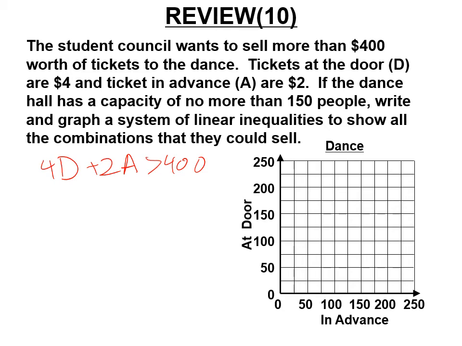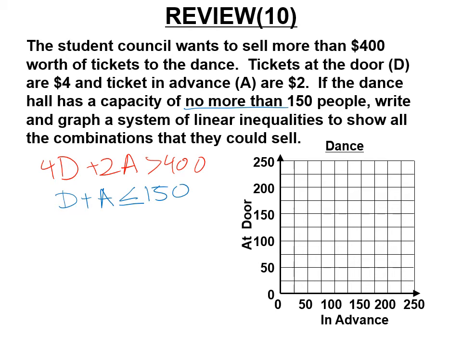If the dance hall has a capacity of no more than 150, then door tickets plus advance tickets cannot be more than 150. It can equal 150, right? No more than is less than or equal to. So we're going to write and graph both of those.